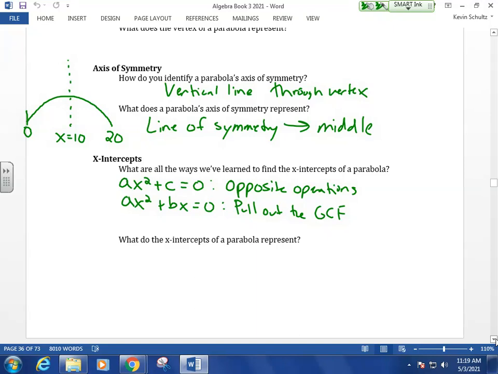The last method from PO55, ax squared plus bx plus c. It's got all 3 terms in there. What method did we use for that?